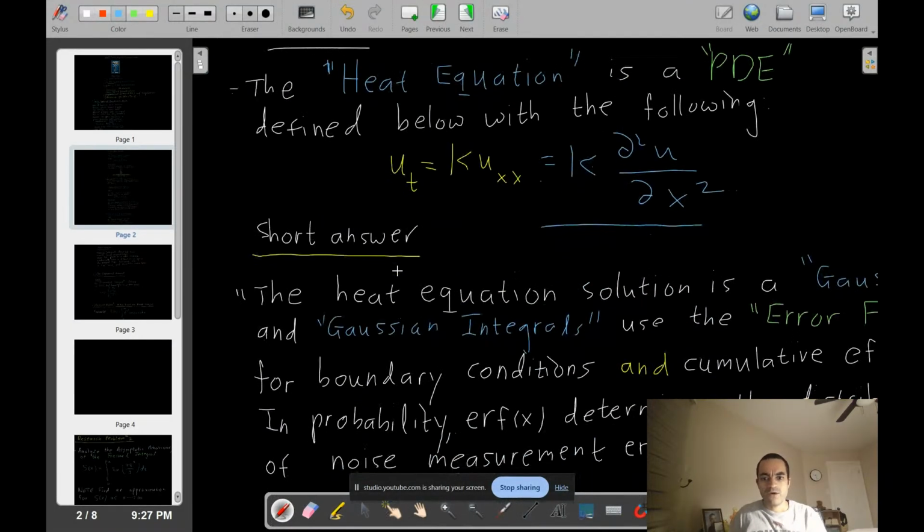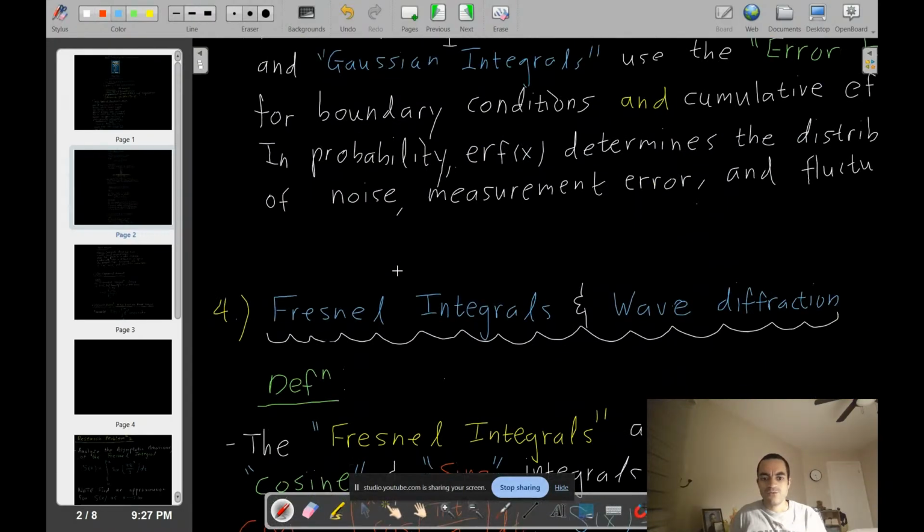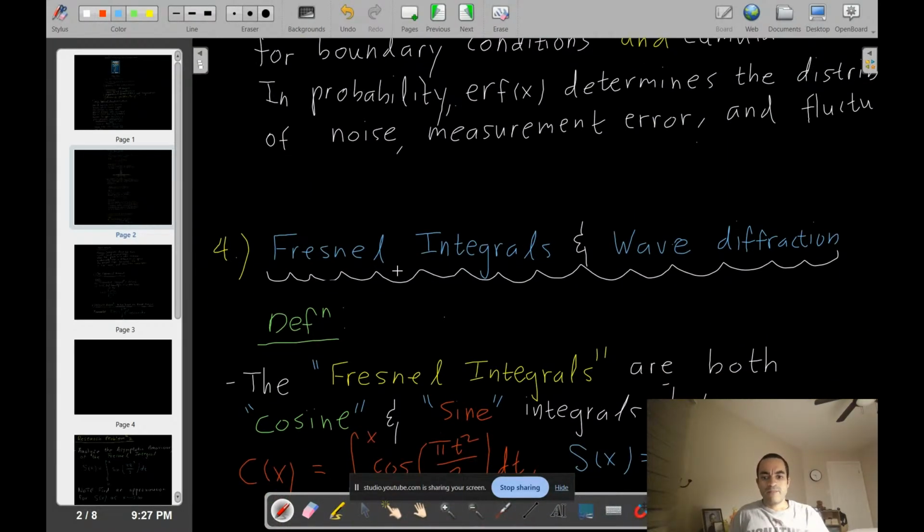So we're moving away from probability and the heat equation. Now, another type of integral that is very important is going to be something called Fresnel integrals. Just 1 second. Someone's giving me a problem here. Okay, Fresnel integrals, and they're applied to something called wave diffraction. I'm going to talk about that in a moment.